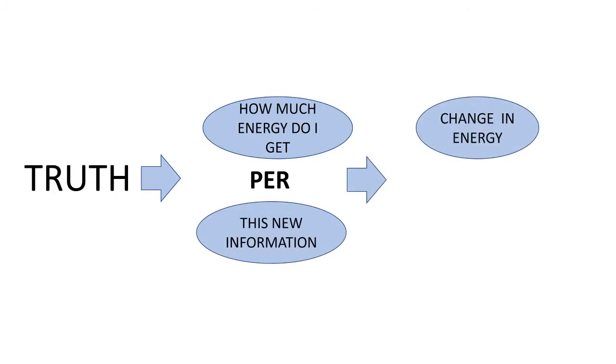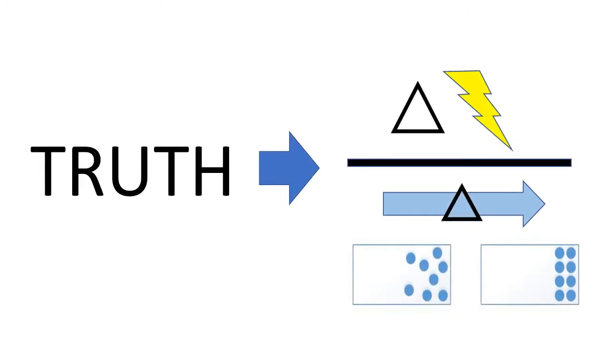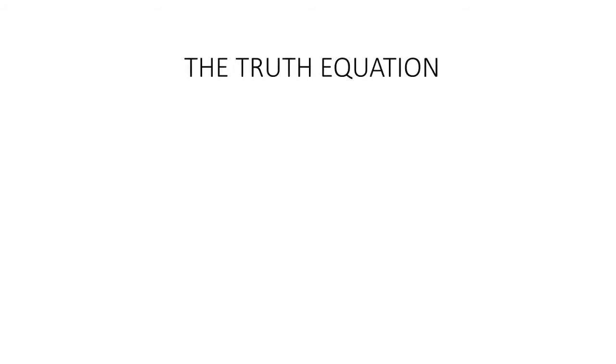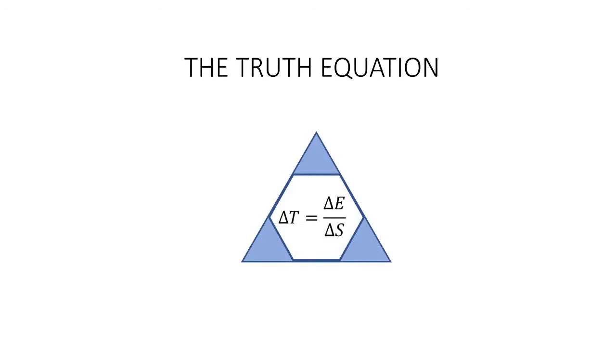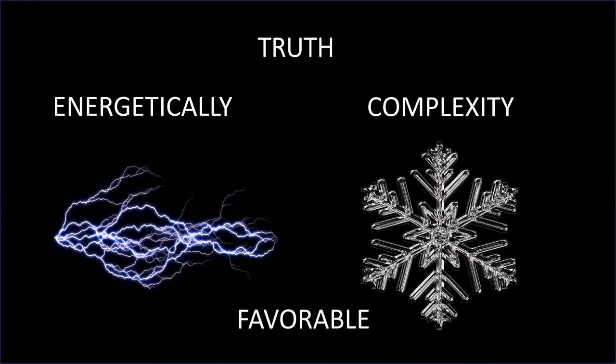That's kind of like saying, what is the change in energy per change in entropy, uncertainty, or information? What's the change in energy per change in entropy? So truth can be described as the change in energy per change in entropy. This gives us the truth equation. So the change in truth is equal to the change in energy per the change in entropy. Truth is actually, and this is an even more general way of describing the concept, energetically favorable complexity. Now this is very, very general. This goes even beyond the idea of information. Energetically favorable complexity of any kind.